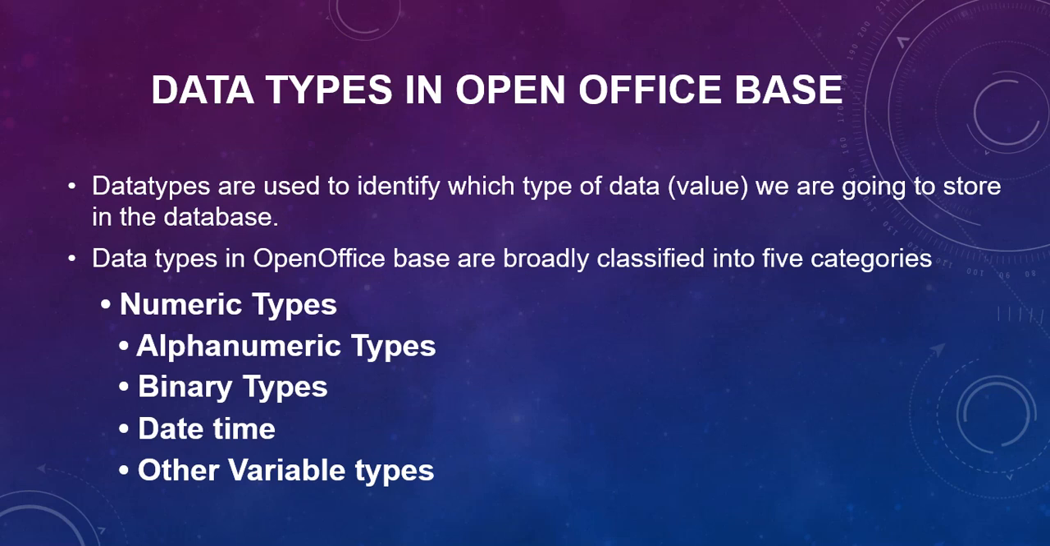The categories are numeric types, alphanumeric types, binary types, date and time, and other variable types. These are the 5 categories of data types in OpenOffice Base. Let me see all these types one by one.